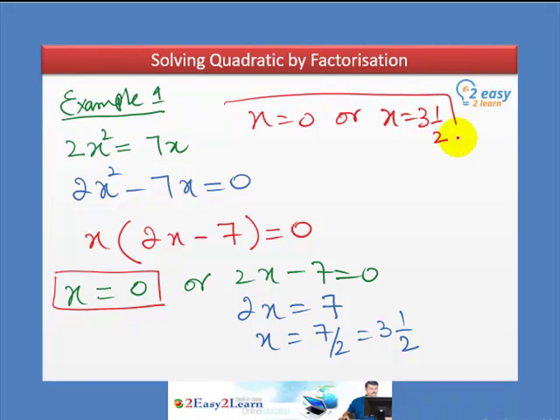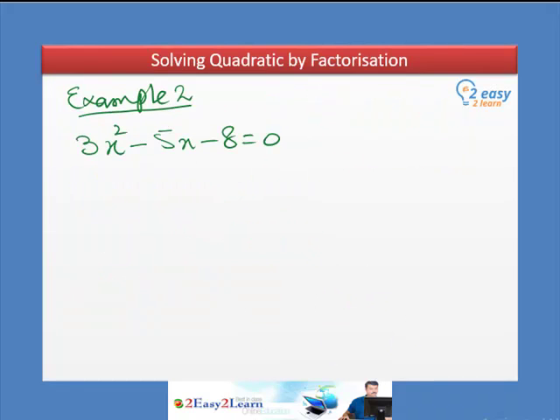number 1 over 2. So when you have a two terms equation, factorize it and equate both factors equal to 0 and get your answer. Example number 2.